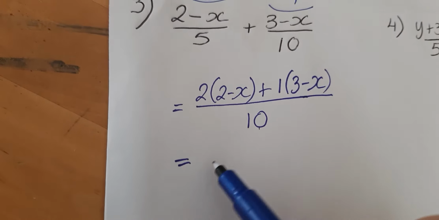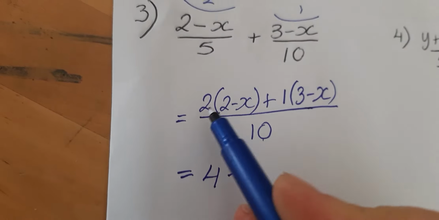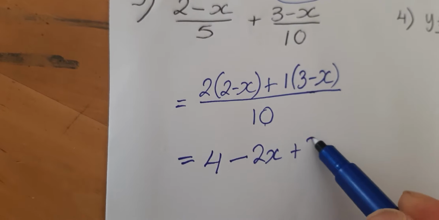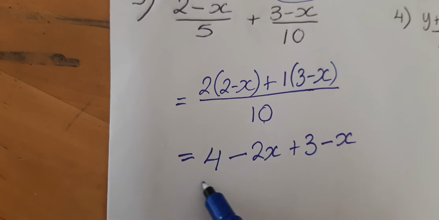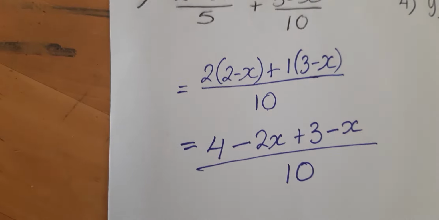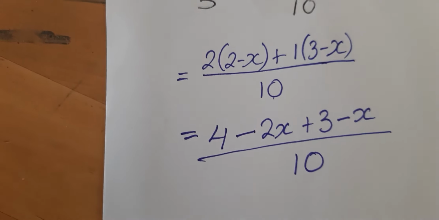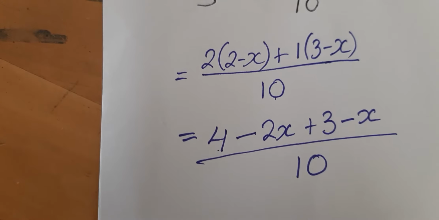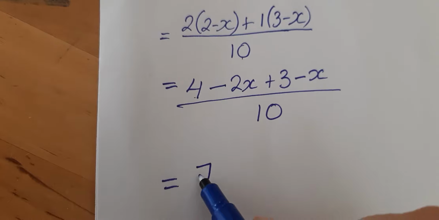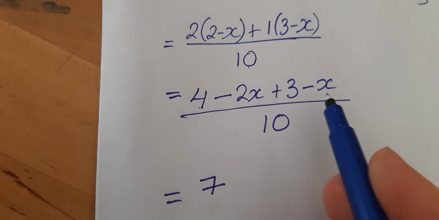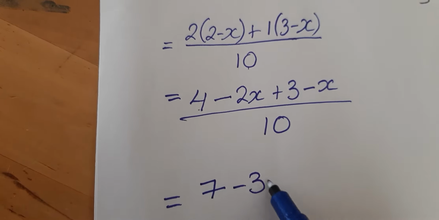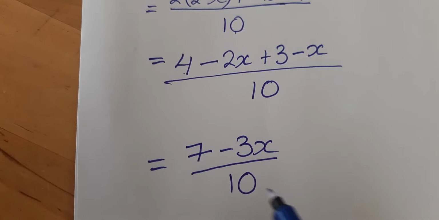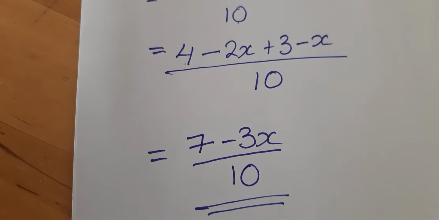Okay, now I'm multiplying out. 2 times 2 is 4, minus 2 times x is 2x, plus 1 times 3 is 3. And 1 times minus x is minus x, over 10. Collect your numbers together, collect your letters. I'll collect the numbers first because they're both positive, and I like to have my positive first. 4 plus 3 makes 7. Minus 2x minus x comes to minus 3x over 10. Does anything factorize? No, it doesn't. That's the simplest form we have for this one.